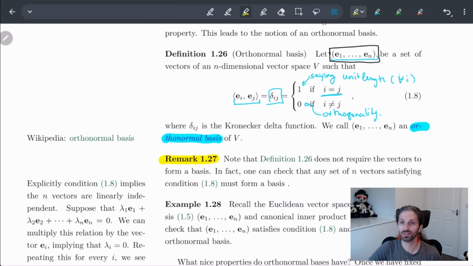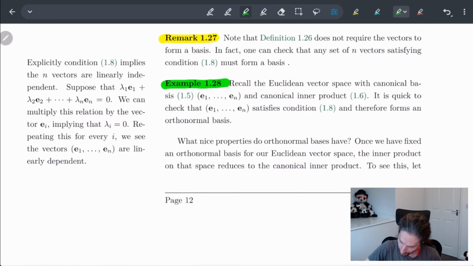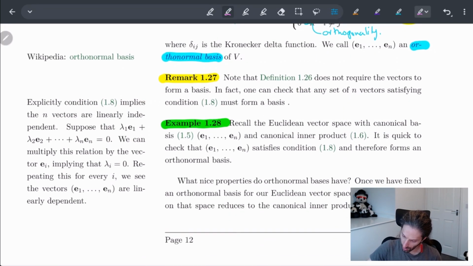The fairly standard example of an orthonormal basis is just normal Euclidean vector space with the canonical basis, e1 to en, the kind of graph that we were talking about earlier, and the canonical inner product. Remember, this is just the dot product. It's very easy and quick to check that this formula here, 1.8, is satisfied. So I'll leave that as an exercise for you to do.